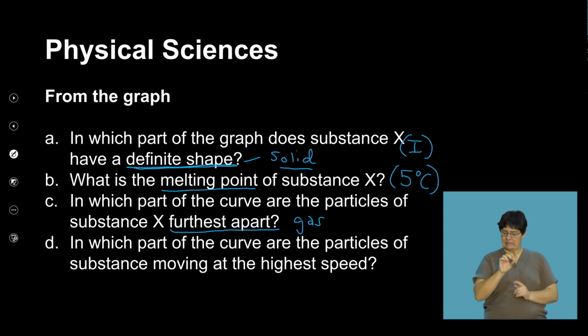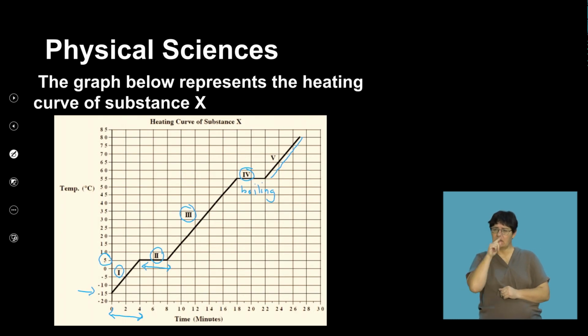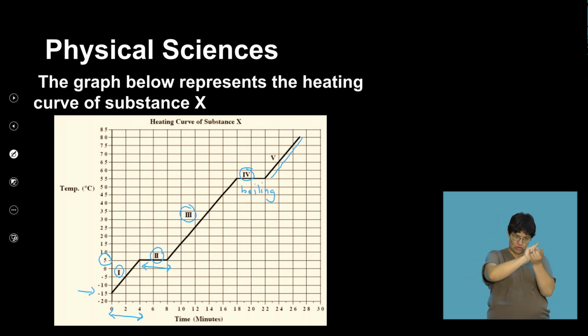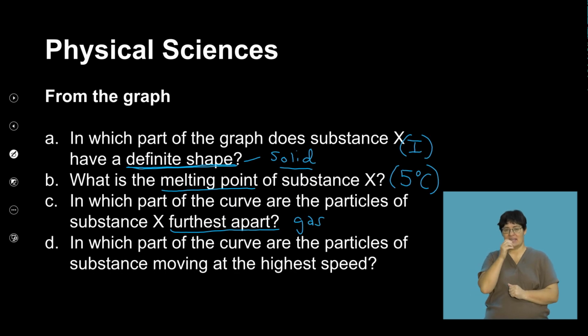So if we go back to our graph, we would understand that at stage 5, it's already a gas, and now we are heating gas particles. They are moving even faster. But do not confuse that with stage 4, because stage 4 involved the transition from liquid to gas. So at stage 5, we appreciate that this substance was a gas.